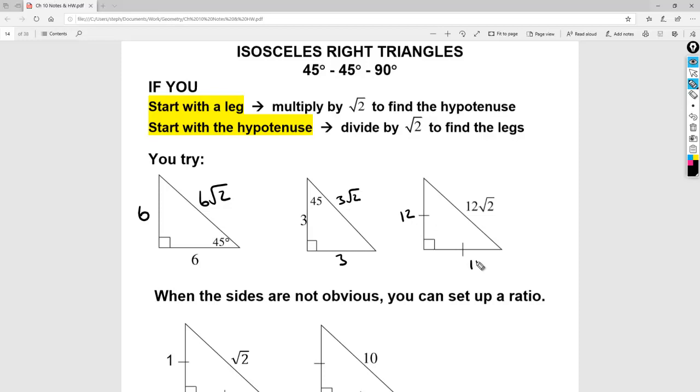Okay, so hopefully you got the same answer. I know that this is an isosceles triangle, so 3 and 3, and then 3 root 2 will be my hypotenuse. On my last example, I started with the hypotenuse, so I'm just going to divide by the square root of 2 and get my remaining legs.